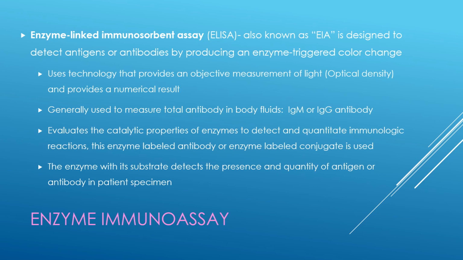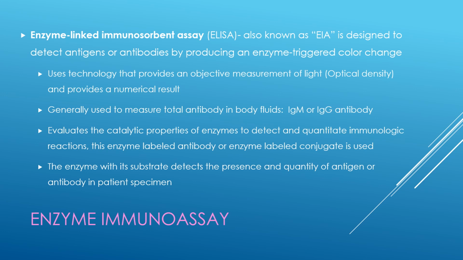ELISA stands for Enzyme-Linked Immunosorbent Assay, and it's also known as EIA. It's designed to detect antigens or antibodies by producing an enzyme-triggered color change. It uses technology that provides an objective measurement of light where we're looking for optical density and provides a numerical result. It's generally used to measure total antibody in body fluids. Remember, if IgM rises, it's an acute disease, and if IgG rises, it's during the convalescent stage of the disease.